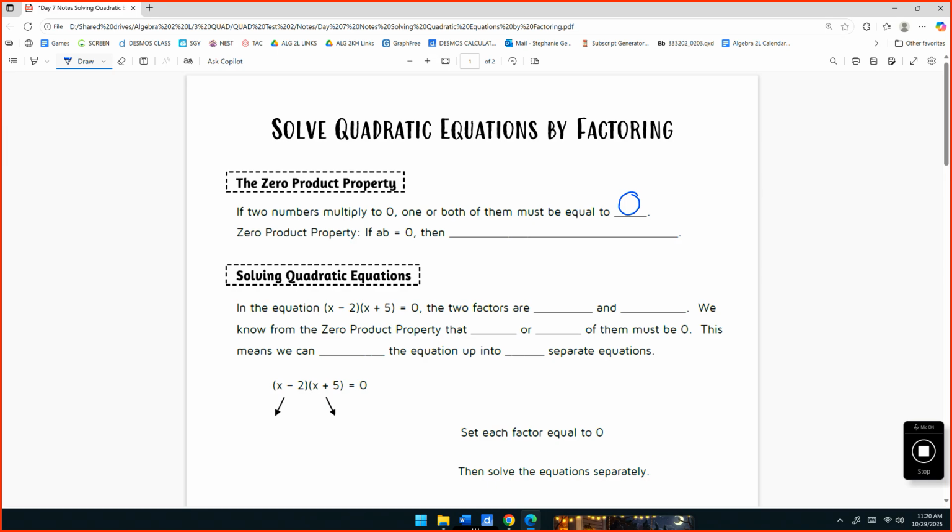Okay? The zero product property says if AB equals 0, which means if A times B is 0, then A equals 0 or B equals 0.